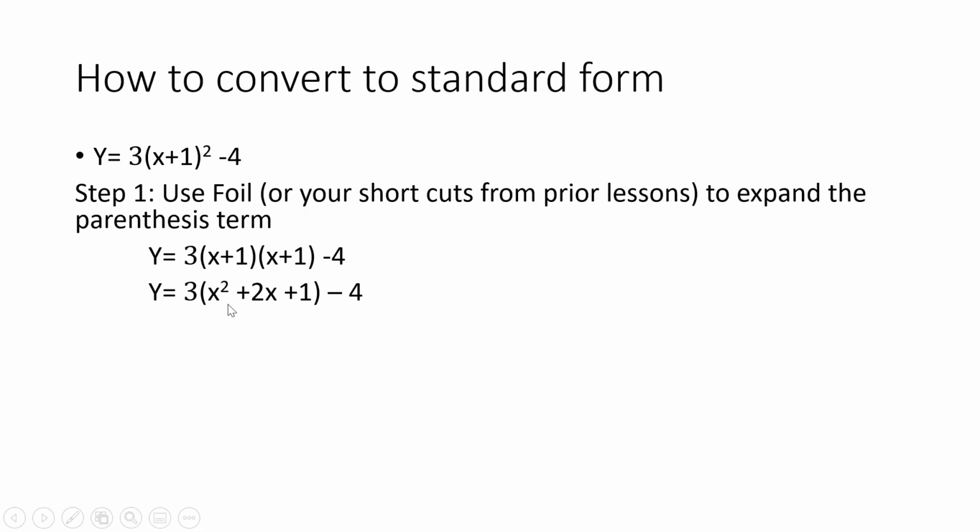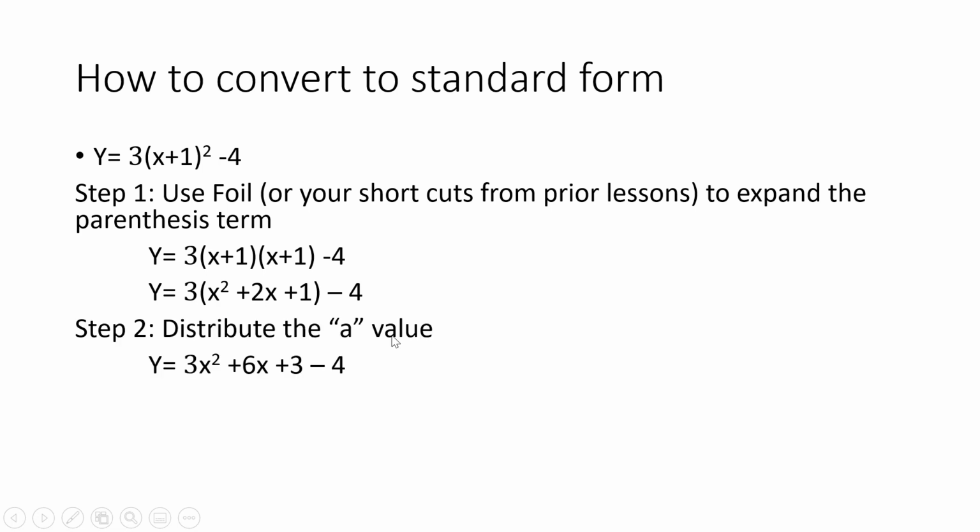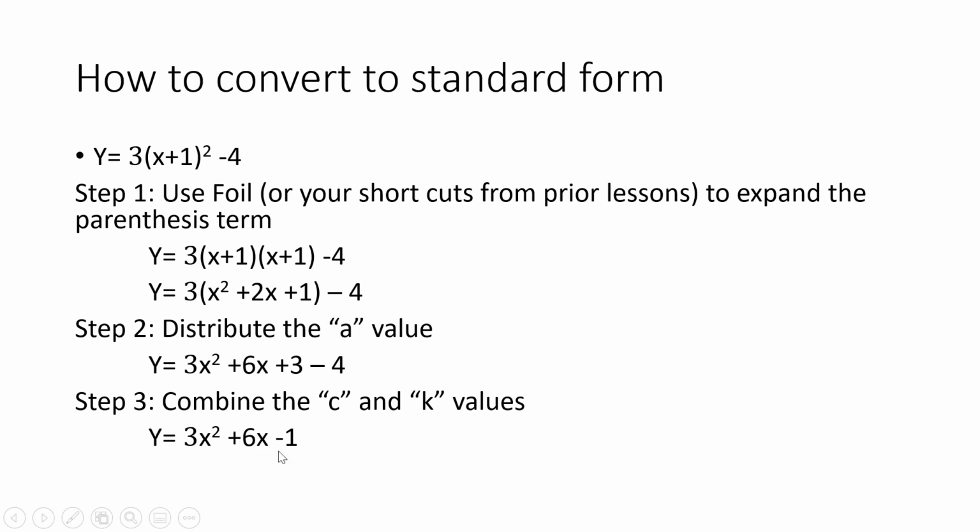Now what we're going to do is distribute the 3 into the parentheses. So we call this distributing the a value. The -4 just kind of goes along for the ride. We don't touch the -4 until this very last step. Now we want to combine like terms with the constant terms, which I'm calling the c and the k values. The c technically of this, quote unquote, and the k value from our vertex form. And we're going to end up with a -1. Okay, so we have 3x squared plus 6x minus 1.